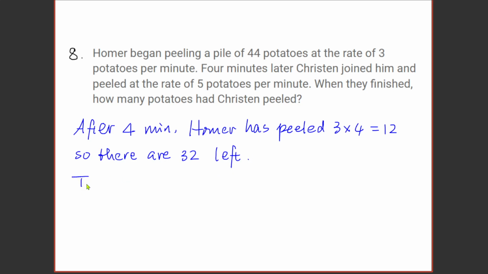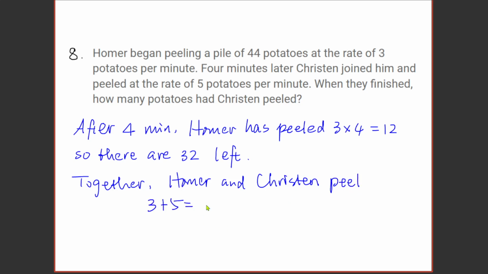And together, Homer and Kristen can peel 3 plus 5 equals 8 potatoes per minute, right? So it takes them 32 over 8, which equals 4 minutes to peel the rest of the potatoes.